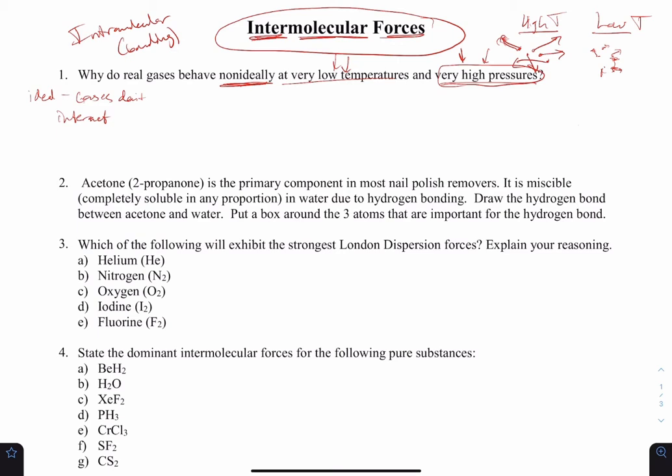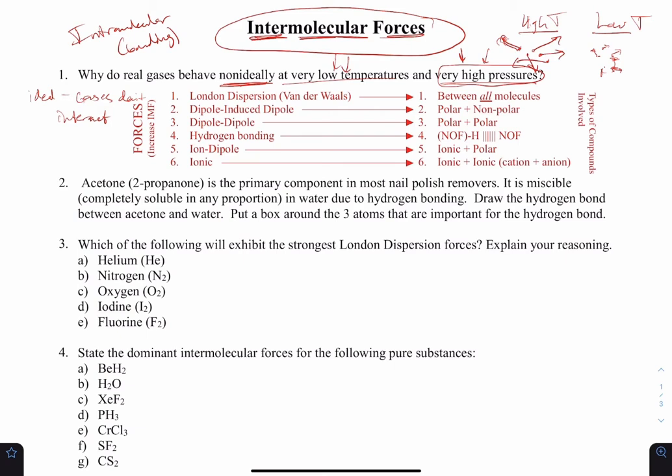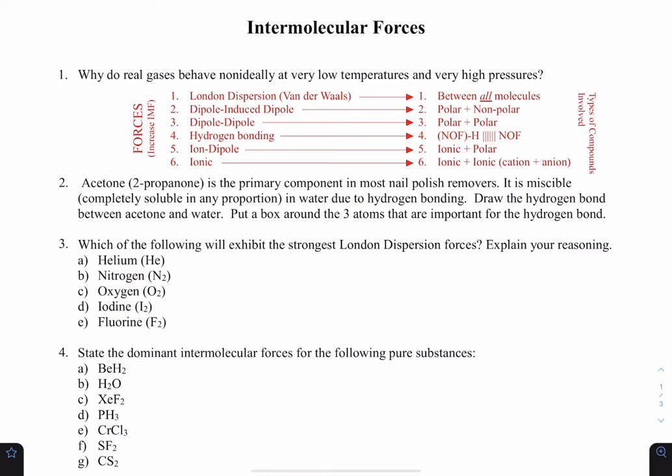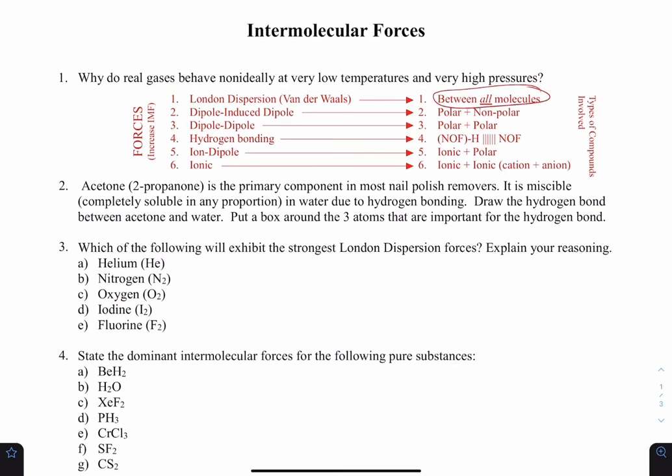There are 6 main intermolecular forces that you should know and be familiar with, and I've tried to write them down in a composite chart just to consolidate everything into one thing. The very first thing you should know is that London dispersion forces are in every molecule. The reason is that London dispersion forces are just shifts of electron clouds around molecules to create what we call temporary dipoles.